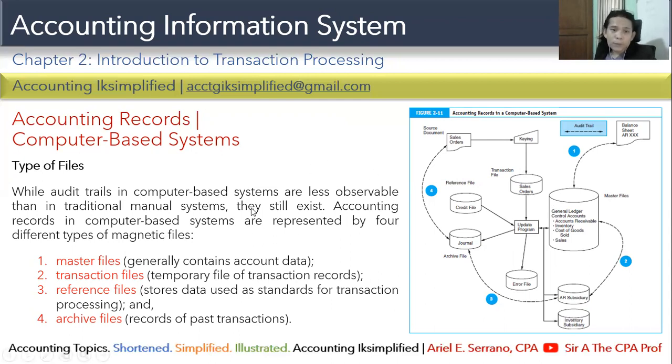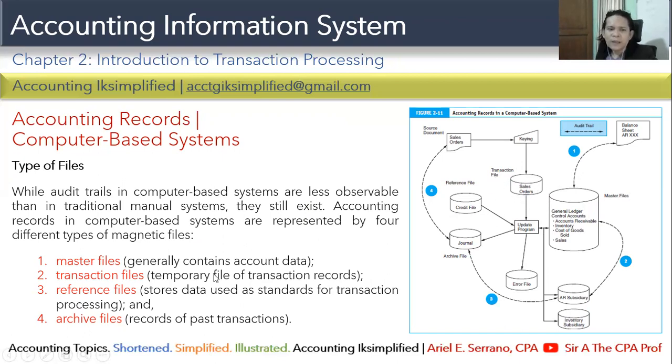Accounting records in computer-based systems are presented by 4 different types of magnetic files. Meron tayo ng master files, we have the transaction files, we have the reference files, and then the archive files. Ang master files, it generally contains your account data. Dito sa ating visual here, your master files is your general ledger control accounts. No? And then, yung transaction file naman, these are temporary files of transaction records. Ang example naman natin na transaction file dito is your sales order.